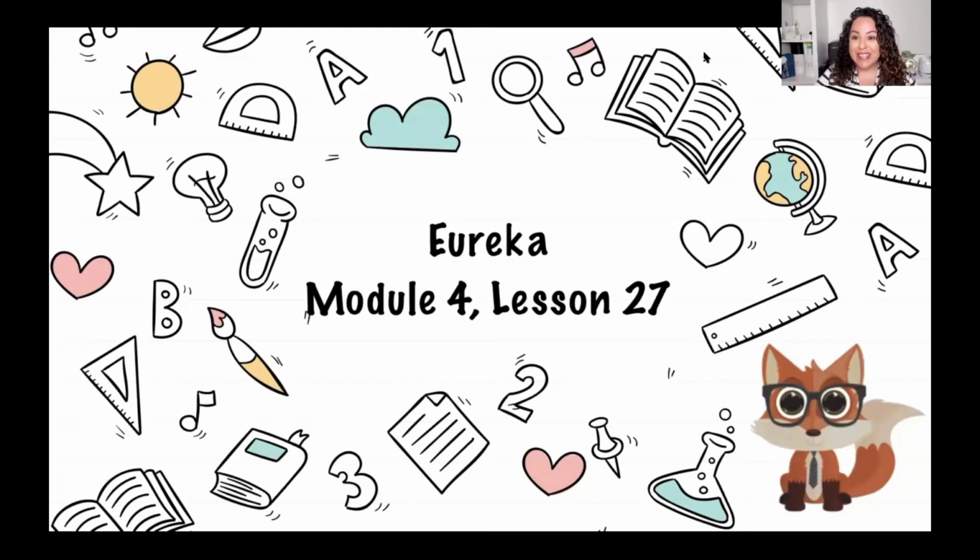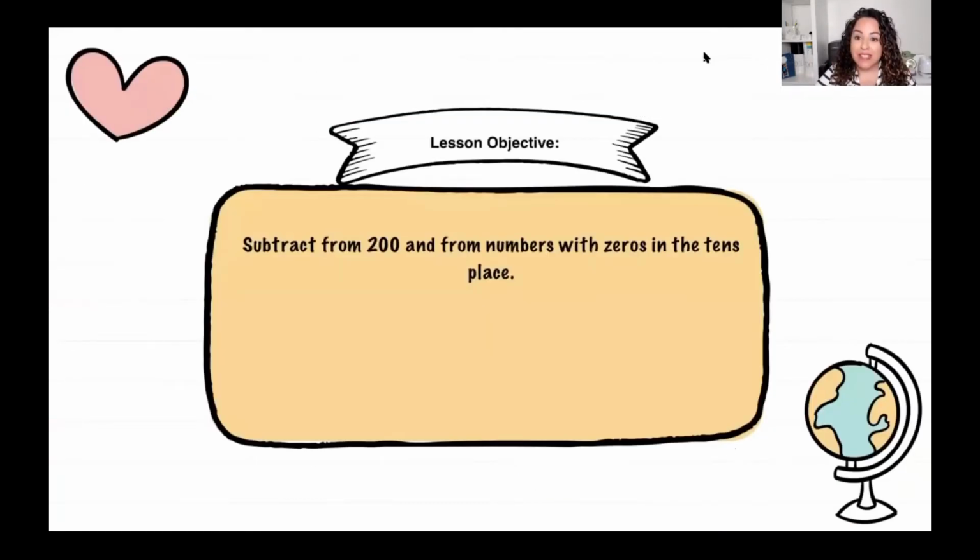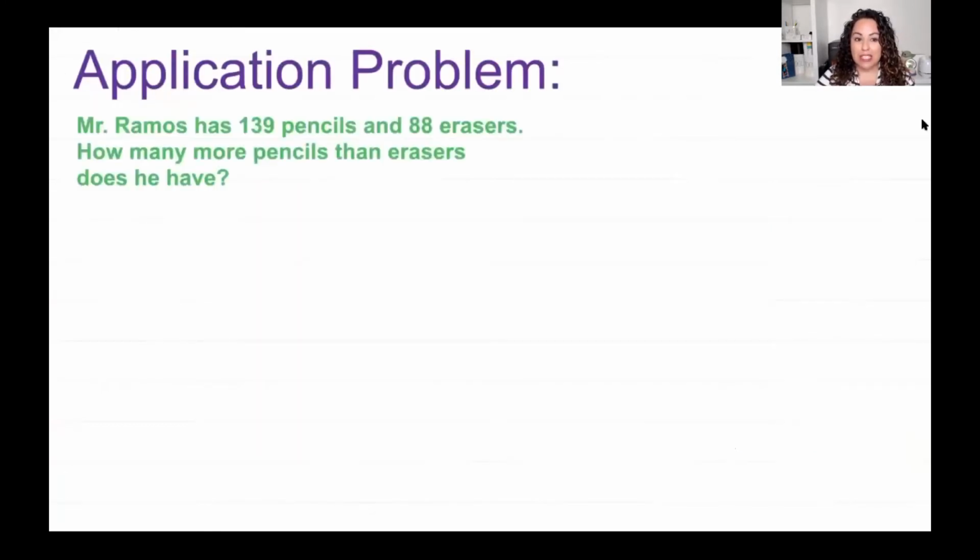So let's go ahead and get started. Our objective today is we're going to subtract from 200 and from numbers with zeros in the tens place. So let's go ahead and get started with our application problem.